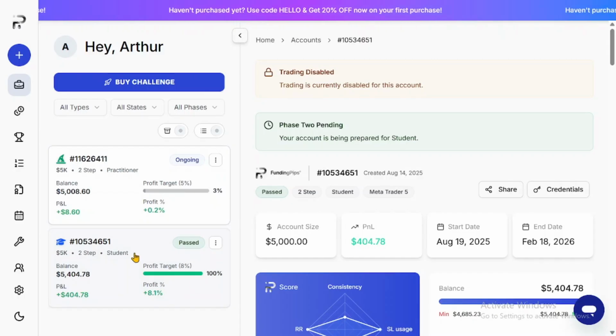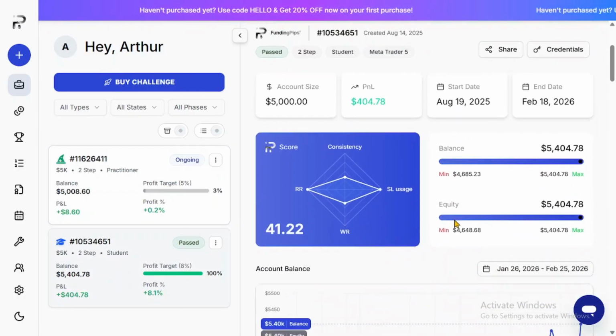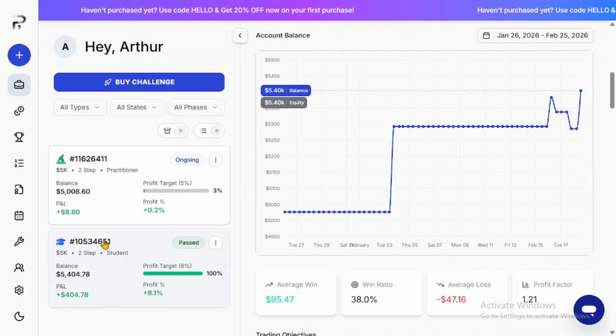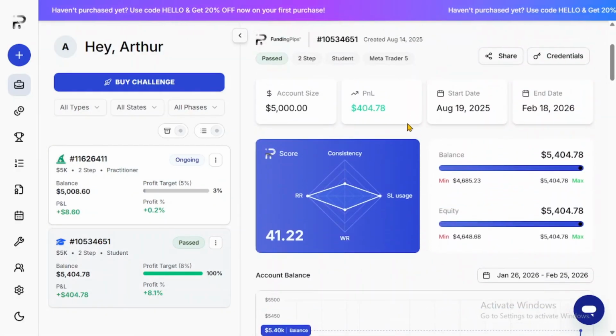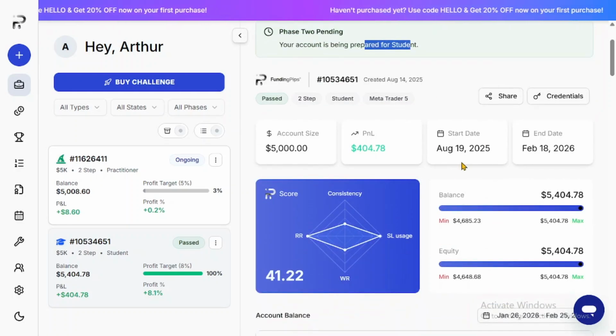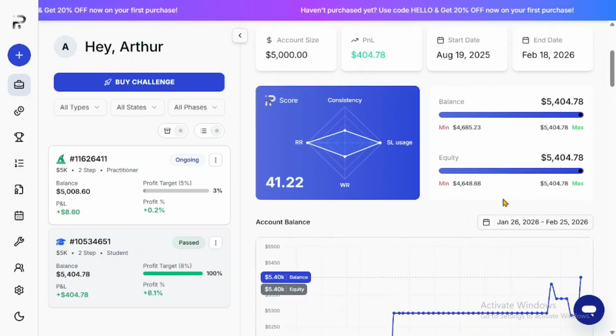So this is an update. I think we started around February or thereabouts. This is how the account is looking. As you can see, this is the account, and they say it's currently disabled because you passed it. And this is how it is looking.